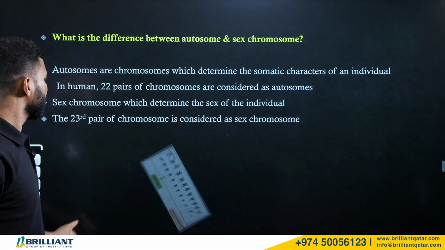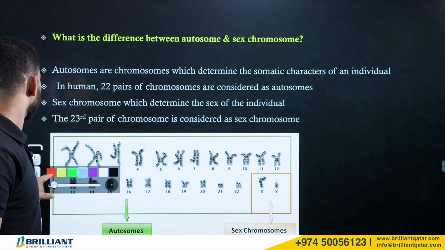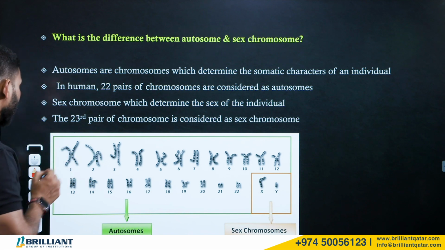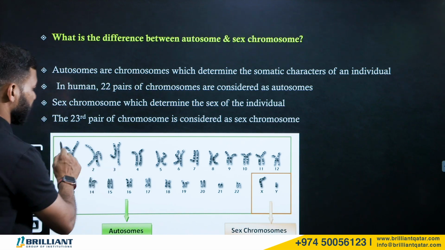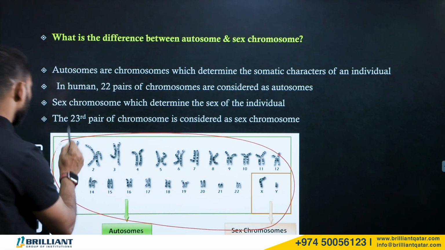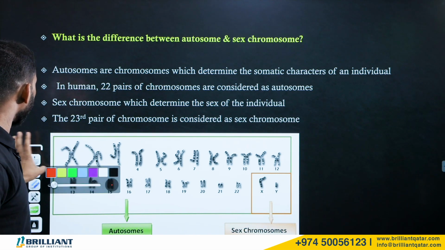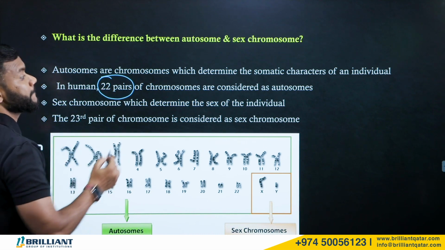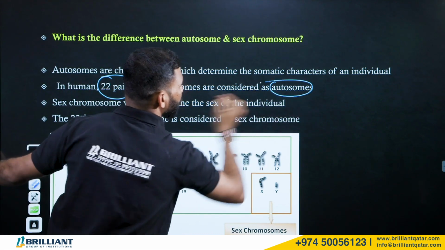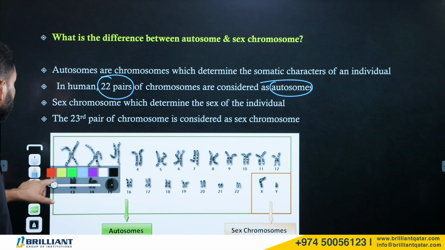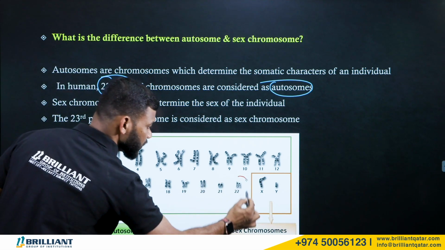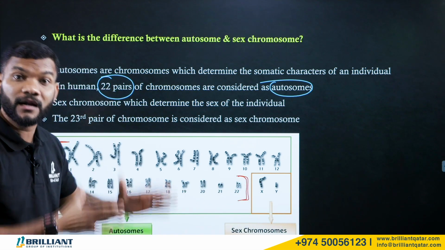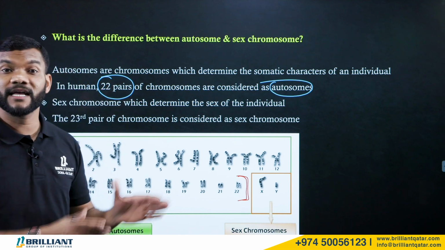Now, you must have seen the human chromosomes we have discussed: we have 23 pairs of chromosomes, right? These are the 23 pairs of human chromosomes which you can see. Out of the 23 pairs, the first 22 pairs are called autosomes. Why are they called autosomes? Because these first 1 to 22 pairs of chromosomes control our somatic or body characters.